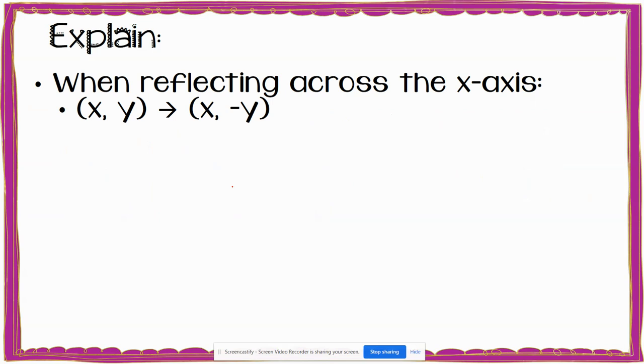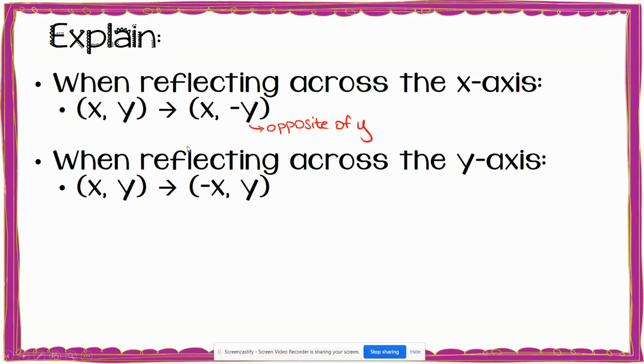When we reflect across the x-axis, our points change so that x and y become x, negative y. So x will not change, but y becomes negative y. Now, this does not actually mean negative y. This actually means the opposite of y. So if y was 3, it would become negative 3. If y had been negative 8, it would become positive 8. So it would become whatever the opposite of the y value was.